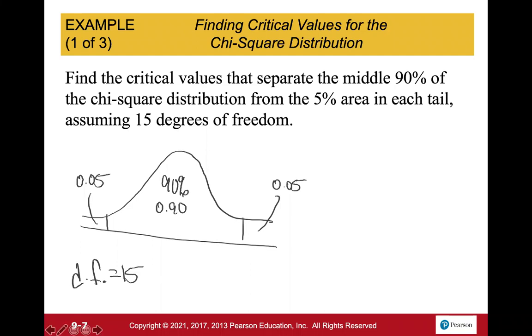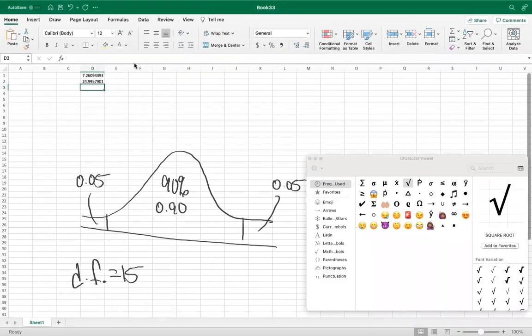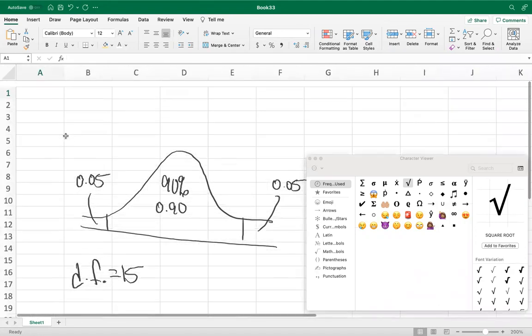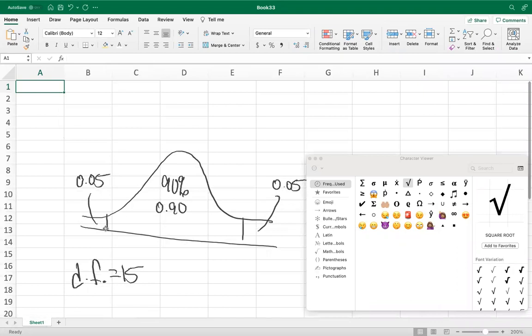Let's see what we have. What we're going to do is draw everything from here. We have this value right here, which we could consider chi-squared of alpha over 2. Remember, alpha is all the area that we don't have in the middle, so this is alpha over 2. And this one is going to be chi-squared of 1 minus alpha over 2.